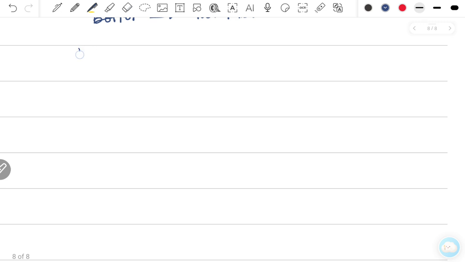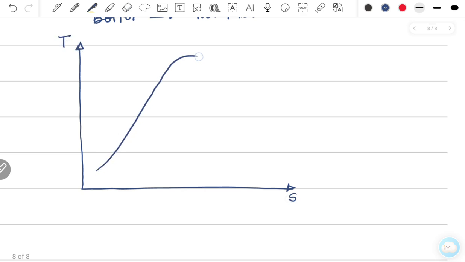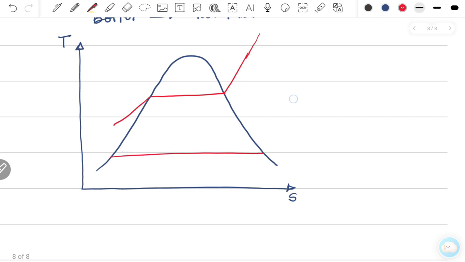Now, if you draw that in a TS diagram, temperature entropy diagram, then this is your vapor dome. Let me draw it with red color. So this is a constant pressure process, higher side, and this is a constant pressure process, lower side. That means this is a high pressure, which can be thought of as the boiler pressure, let's say P1, and this is P2, which can be thought of as the condenser pressure.